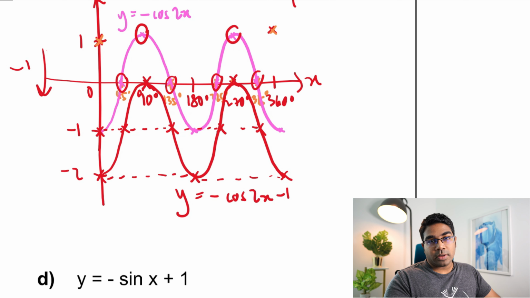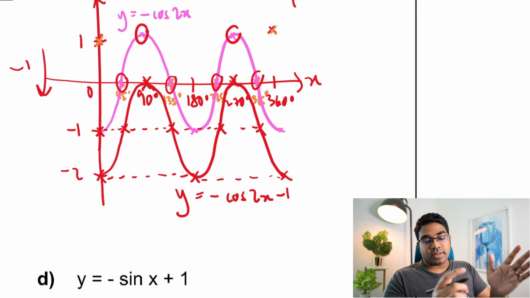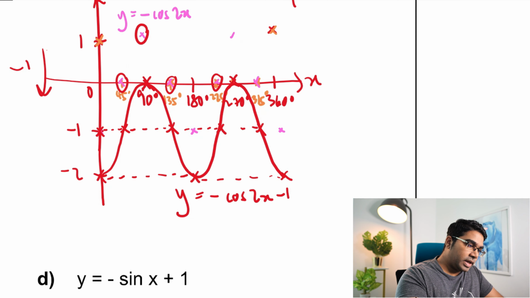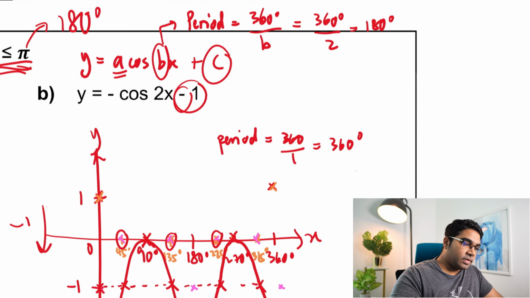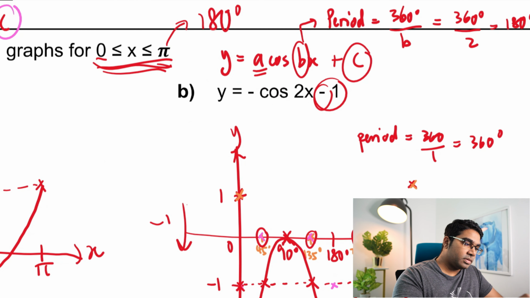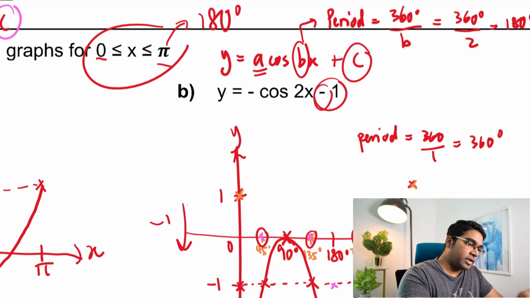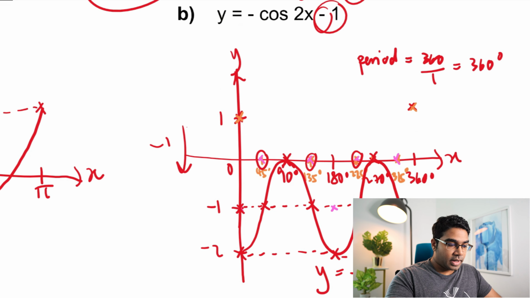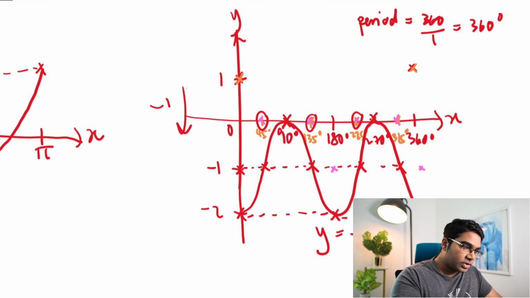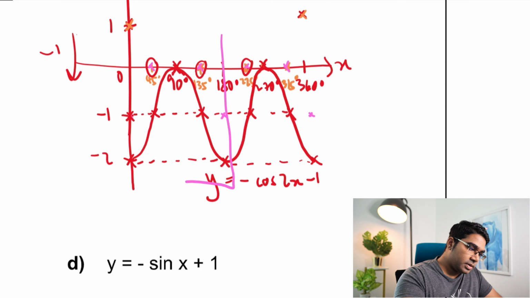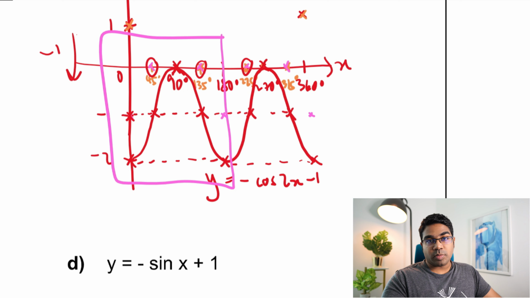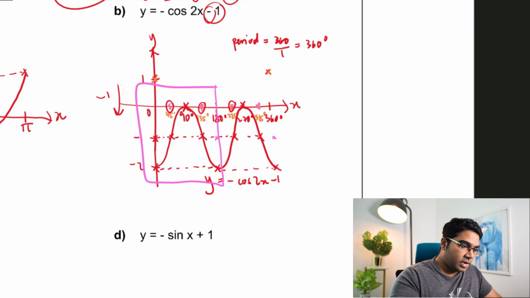So again, when we want to draw the graph, when we want to answer the question, we need to follow the range in the question. The range in the question is from 0 to pi. It will be the same range for everything. So when we're doing 0 to pi, we only take this portion until 180. So that will be here. We take this portion. So let's move our working aside.